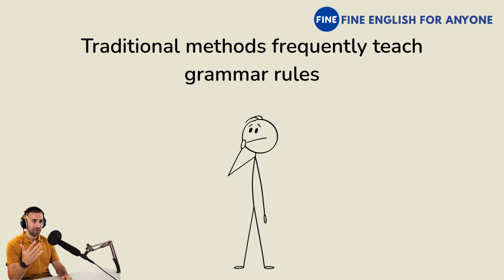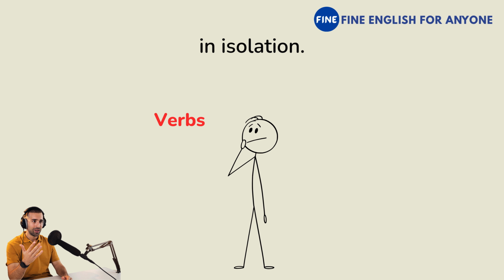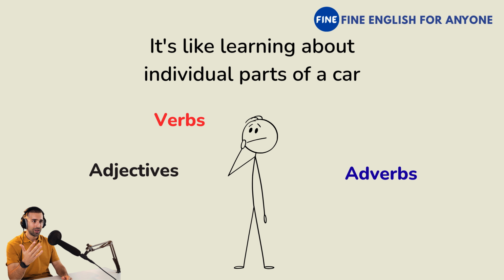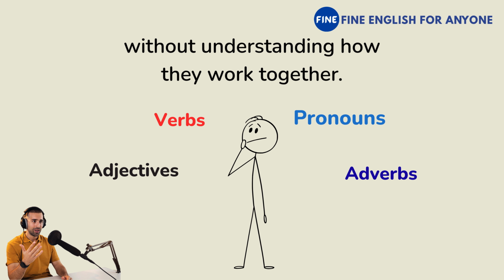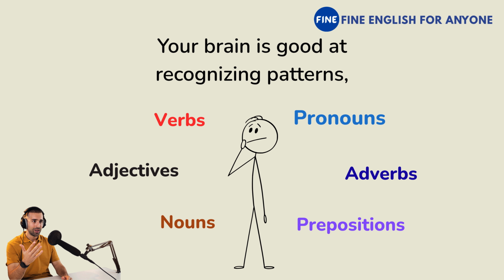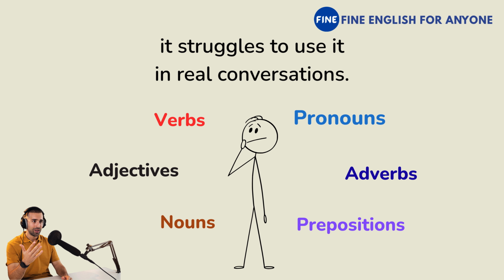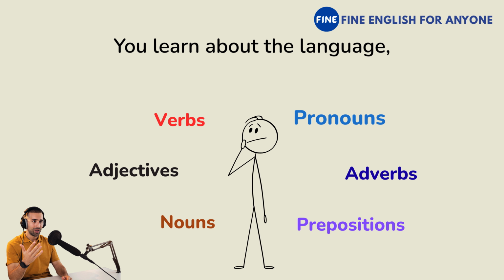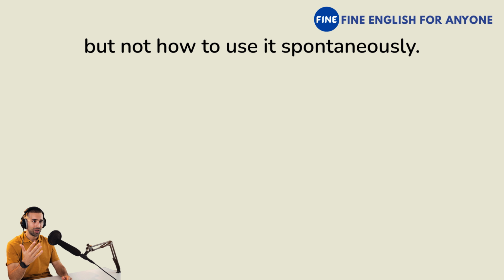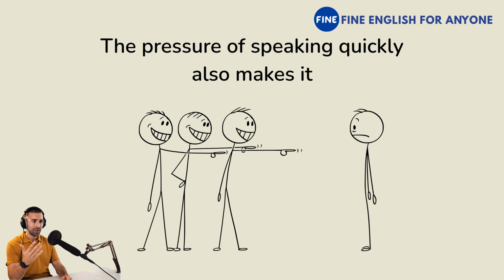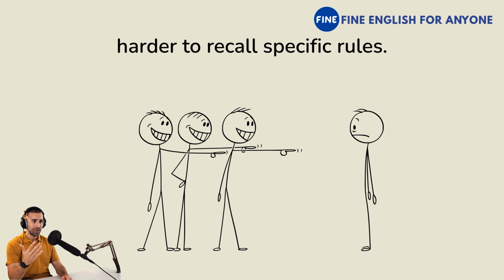Traditional methods frequently teach grammar rules in isolation. It's like learning about individual parts of a car without understanding how they work together. Your brain is good at recognizing patterns, but if it only receives disconnected information, it struggles to use it in real conversations. You learn about the language, but not how to use it spontaneously. The pressure of speaking quickly also makes it harder to recall specific rules.